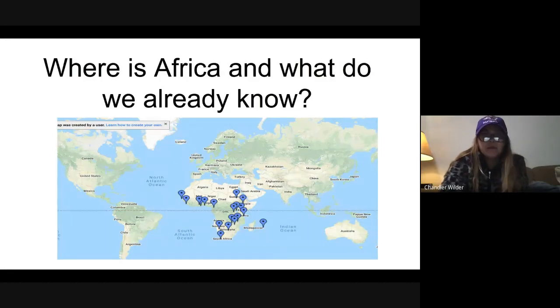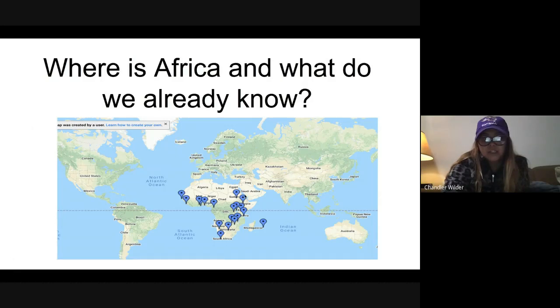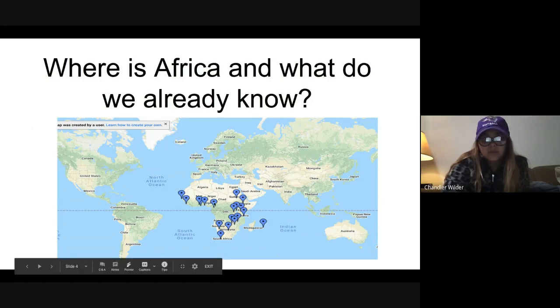Where is Africa and what do we already know? If you look at this picture, you can see where the continent Africa is located, right about here. This was on Google Maps and I just typed it in. All these blue location spots, and this green is where the Sub-Saharan Africa is. I did that so you can see a picture of where it is in the continent of Africa.